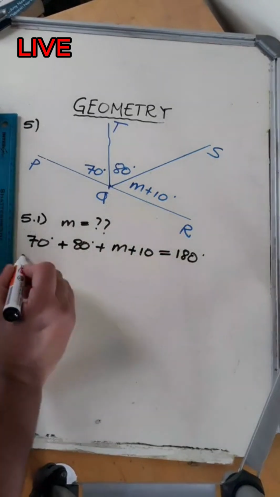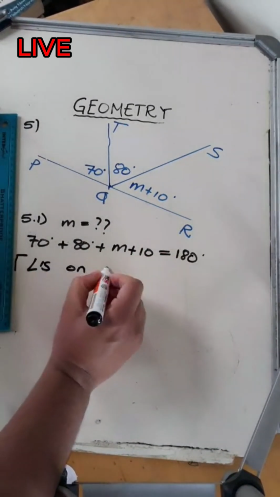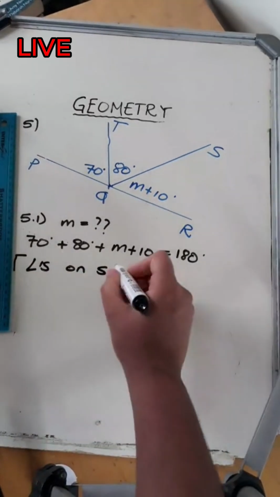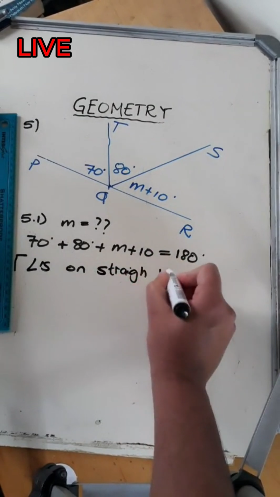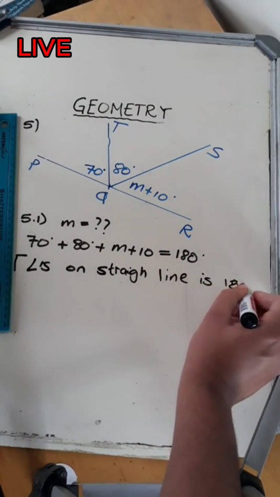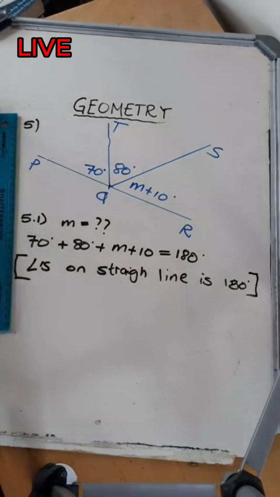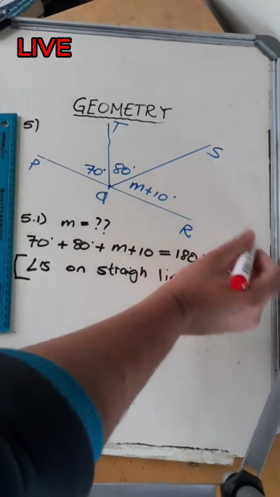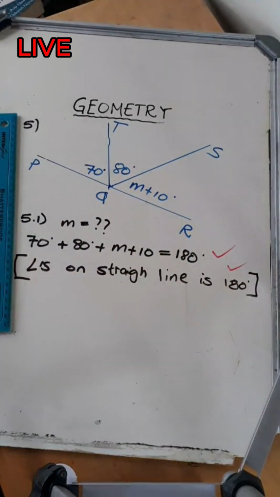Why did I do that? Because the theorem says all the angles on a straight line is 180 degrees. That's what the theorem says. It's important to write it down because you're going to get a mark in the exams here. So that's why you actually want to write that down.